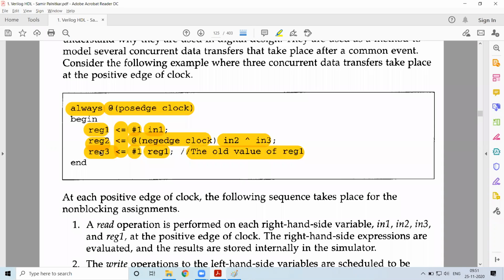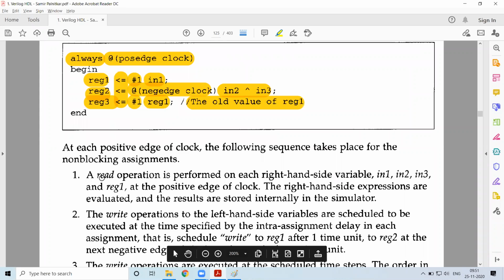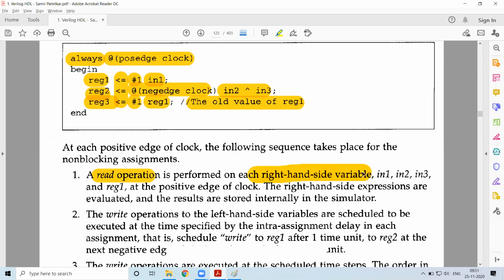So this is what is happening in this case. You should be careful when you're using these things. Here we can see what is specified, what all things go around. First, a read operation is performed on each of these right hand side variables, that is in1, in2, in3, and reg1. This happens when there is a positive edge seen for the clock. That is when there is a positive edge, that time you come in and then you execute this.